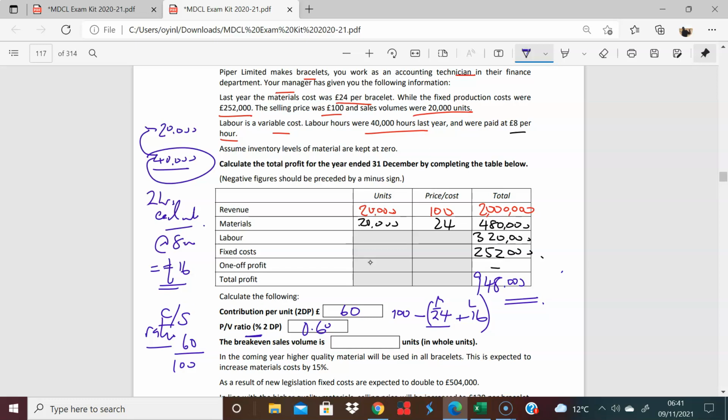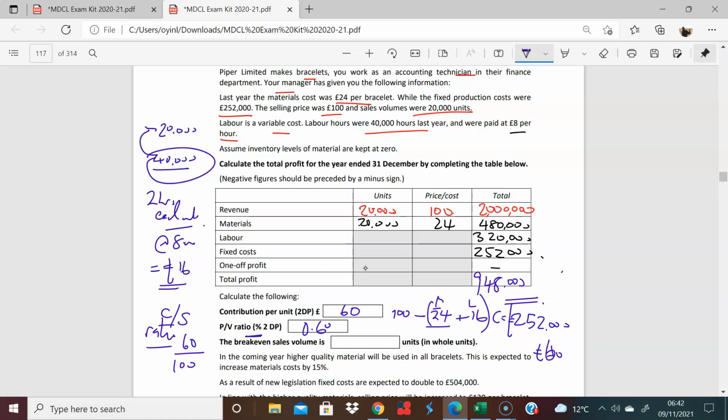Now the question says, what is the break-even sales volume? Well, let's just think about this. We know that to break even, we need to cover our fixed costs of 252,000. And we know that at break even, contribution is equal to fixed costs. So contribution is equal to 252,000 at break even.